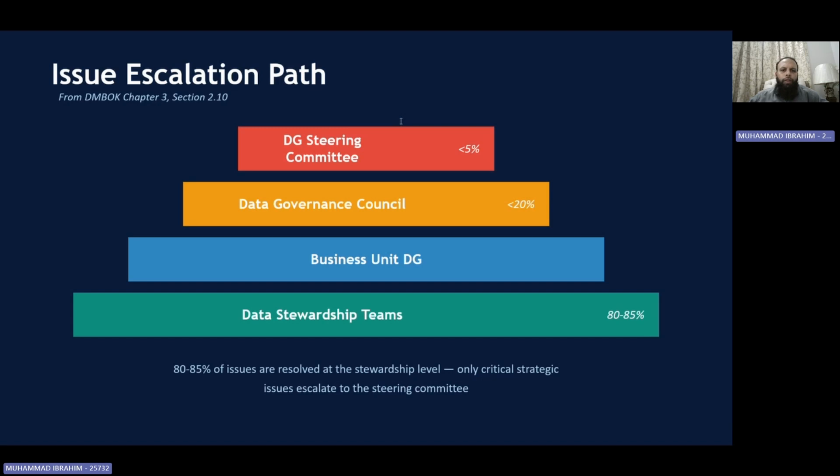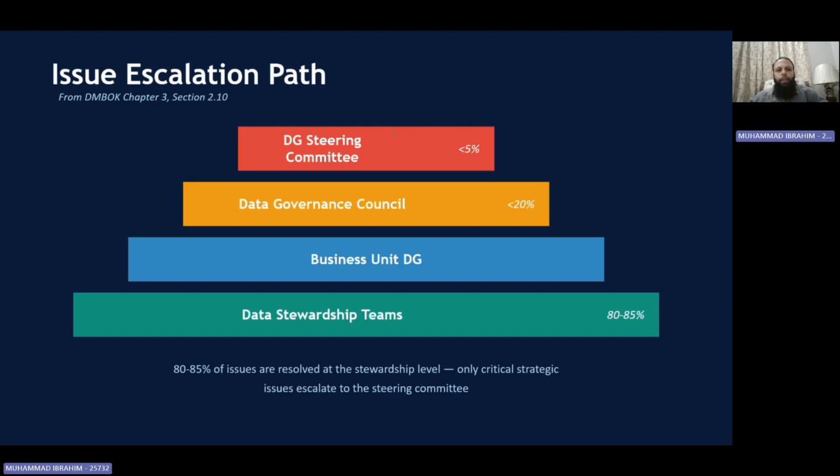Only about 20% of issues need to be escalated to the Data Governance Council. These are the ones that cross business unit boundaries or involve policy conflicts that the stewardship team cannot solve on their own. Less than 5% of the issues ever reach the steering committee. These are truly strategic issues, things that require executive decision making or significant budget allocation.